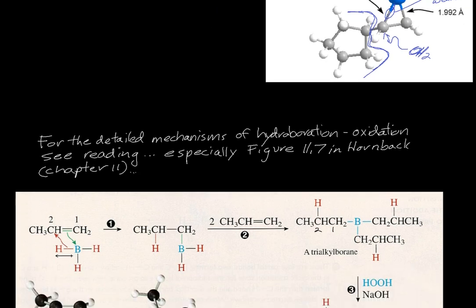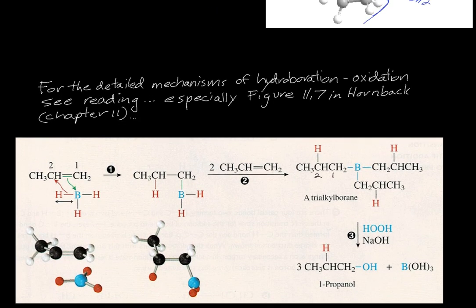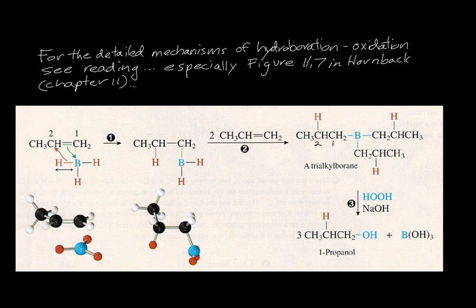For the detailed mechanism of hydroboration oxidation, I'm going to refer you mainly to the reading, but I'll point out again the same sort of key feature in that process, which is that the boron reagent reacts with the alkene in this way, so simultaneously forming these two bonds here and here. And it does that in triplicate, interestingly. So in the end, you get a trialkyl borane like shown here.